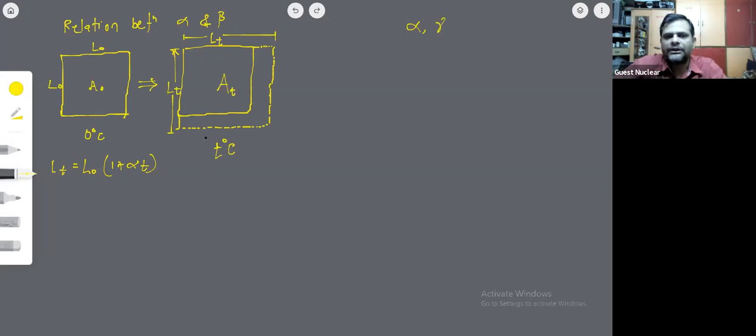Okay. Now we can just express this AT also. तो area के बारे में अगर हम देखेंगे तो final area is AT and initial area is actually A naught, right? So we can just see that AT and A naught are actually denoted or related by the relationship that is AT is equal to A naught into 1 plus.